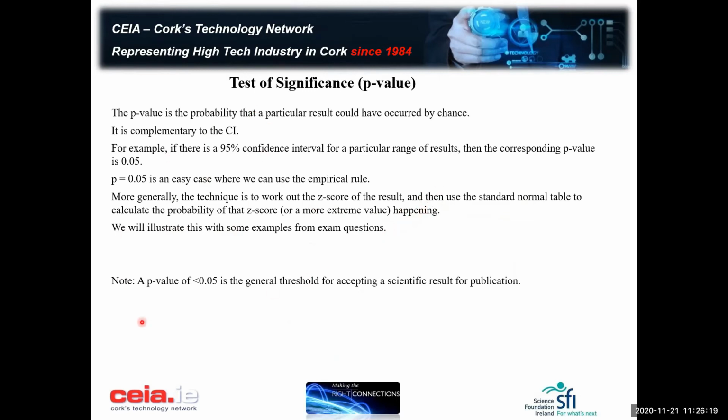And by way of interest, if you want to publish a scientific result, you need to show that it is a statistically significant result, and the threshold that's generally used for publication is that the p-value must be less than 0.05, which means that the result you're showing isn't likely to be just some random result, but that there is something real happening underneath.